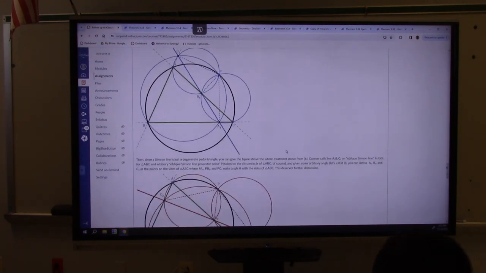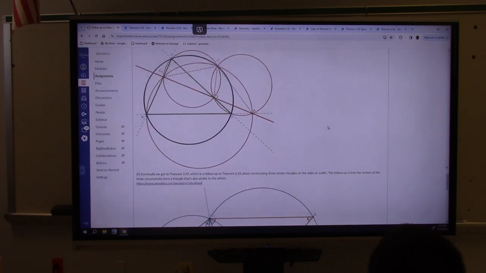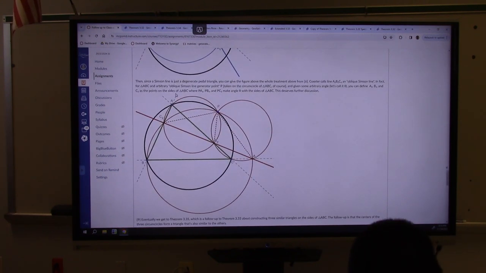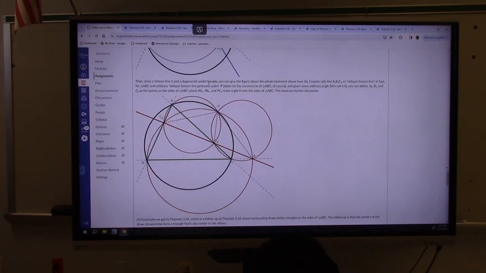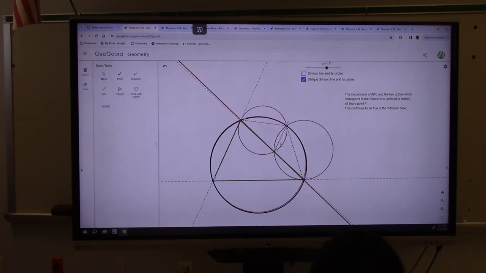Okay, then he has more things to say. He says, well, since a Simson line is just a degenerate pedal triangle, you can basically repeat all the logic from before with the rigid rotations, and you can make an oblique Simson line. Okay, so this is the oblique Simson line.